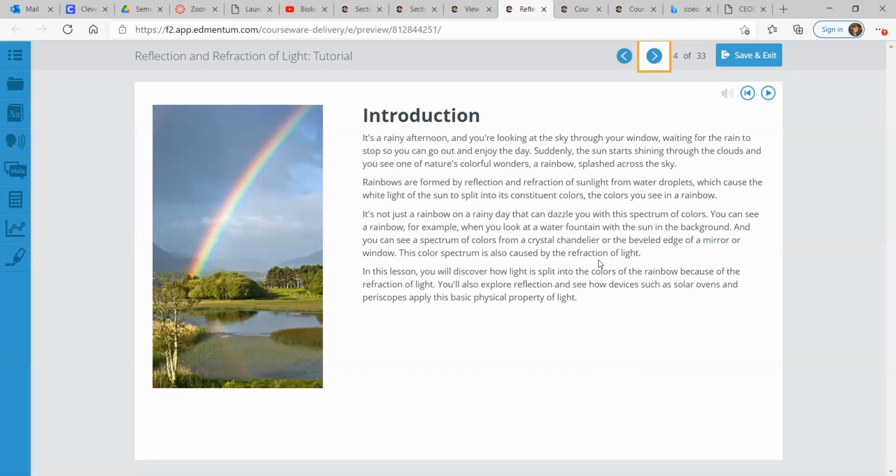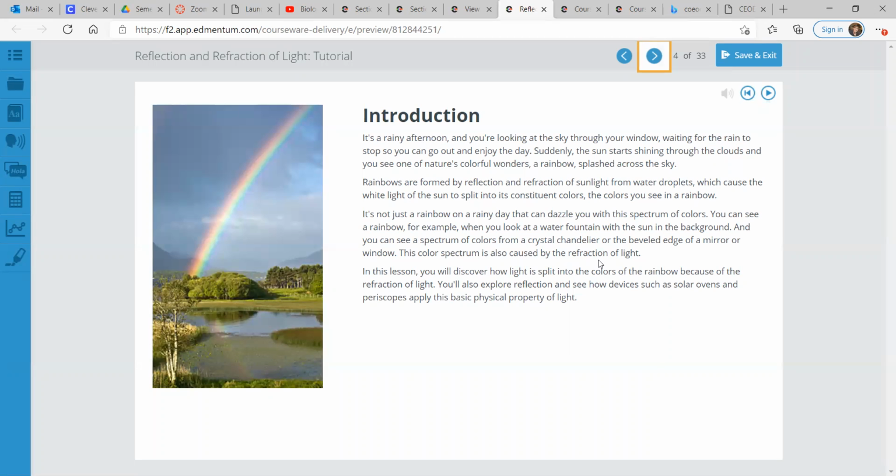It's not just a rainbow on a rainy day that can dazzle you with this spectrum of colors. You can see a rainbow, for example, when you look at a water fountain with the sun in the background, and you can see a spectrum of colors from a crystal chandelier or the beveled edge of a mirror or window. This color spectrum is also caused by the refraction of light.